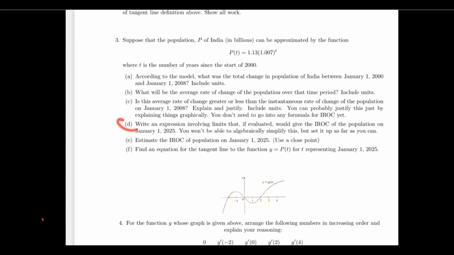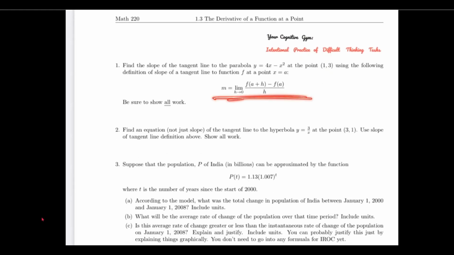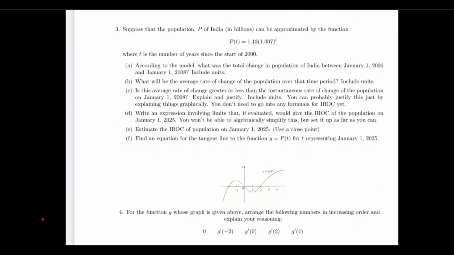Okay, part D, write an expression involving limits. So we're back to probably using this. Write an expression involving limits that, if evaluated, would give the instantaneous rate of change of the population on January 1st, 2025. Remember that we talked about how instantaneous rate of change is the same as the slope of the tangent line, which is the same as the derivative. All of those things are equivalent.